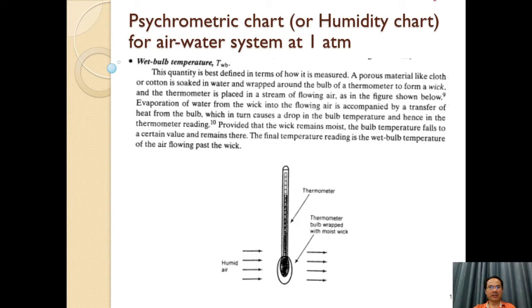Another term is wet bulb temperature. The wet bulb temperature is the temperature that we measure by thermometer or thermocouple covered with a wick. Some humid air goes across the thermometer that is covered by the moisture. Mostly when you use this technique, the temperature will be lower than the dry bulb temperature.